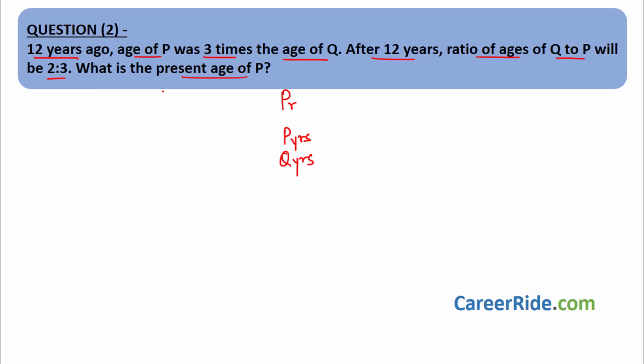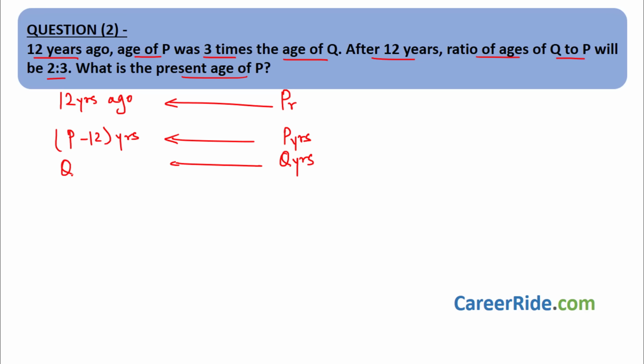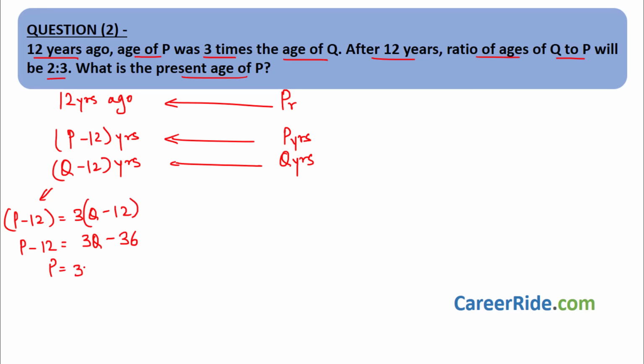Now they say 12 years ago, so let's go back 12 years. 12 years ago, what would be the age of P? It would be P minus 12 years. And what would be the age of Q? It would be Q minus 12 years. They have given that 12 years ago the age of P was 3 times the age of Q. So P minus 12 equals 3 times Q minus 12. We get P minus 12 equals 3Q minus 36. Therefore, P equals 3Q minus 24 years. This is the value of P.